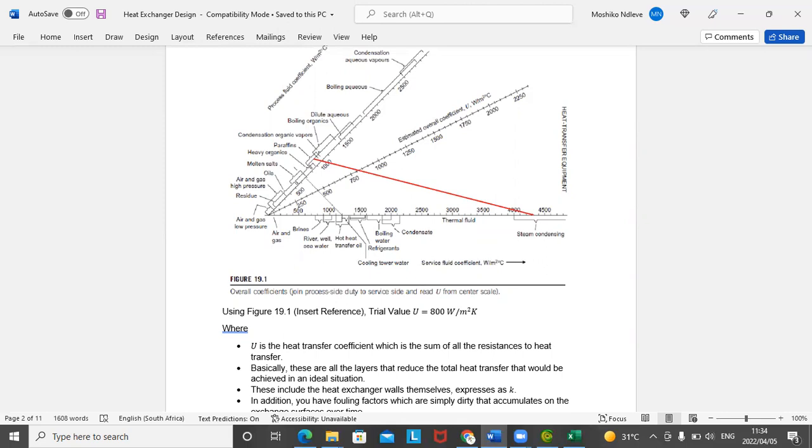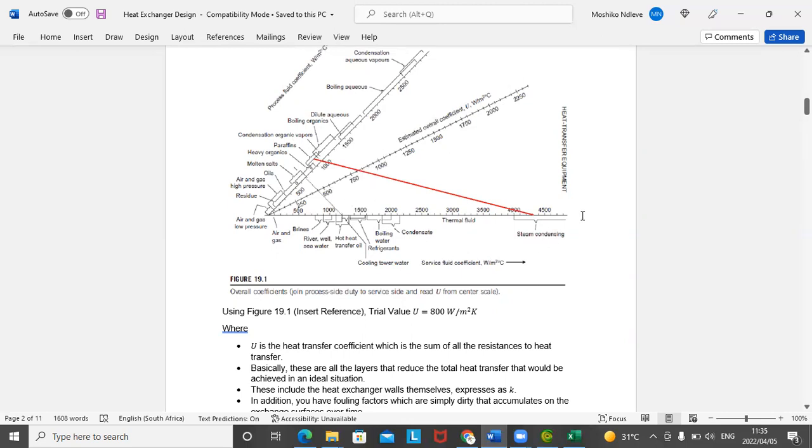So if you go to your design textbook, you'll find this particular table where it has the surface fluid coefficient on the bottom, and the process fluid coefficient on the top. And then the line here is your estimated overall coefficient. So the whole aim is to join your surface fluid coefficient with your process fluid coefficient, right? And the way it intercepts the overall coefficient, that is the value you're going to use.